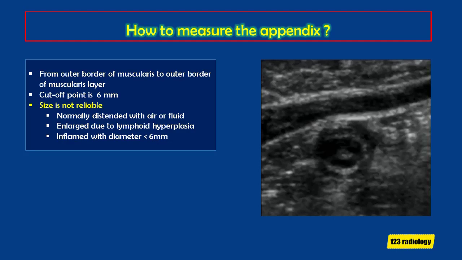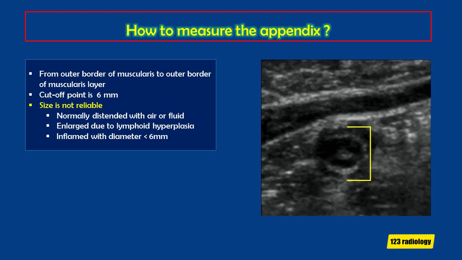How to measure the appendix? Always measure the appendix from the outer border of the muscularis layer to the other side outer border of the muscularis layer. In the literature, the cutoff point is 6 mm. This is not reliable, because you may have the appendix normally distended with air or fluid, with no secondary signs of inflammation, and the patient is asymptomatic.